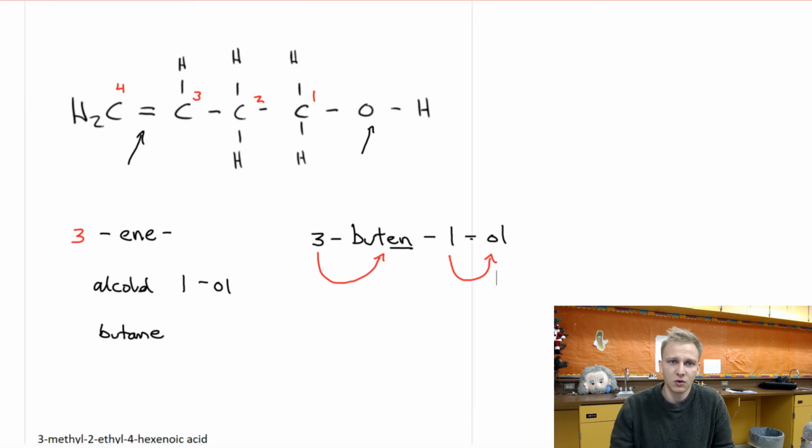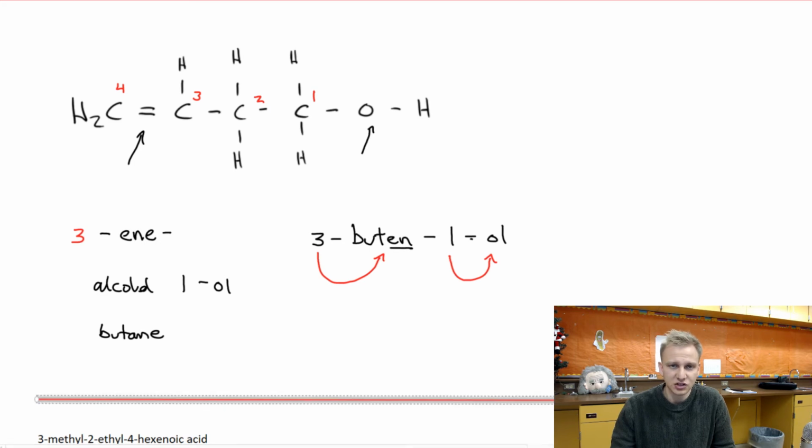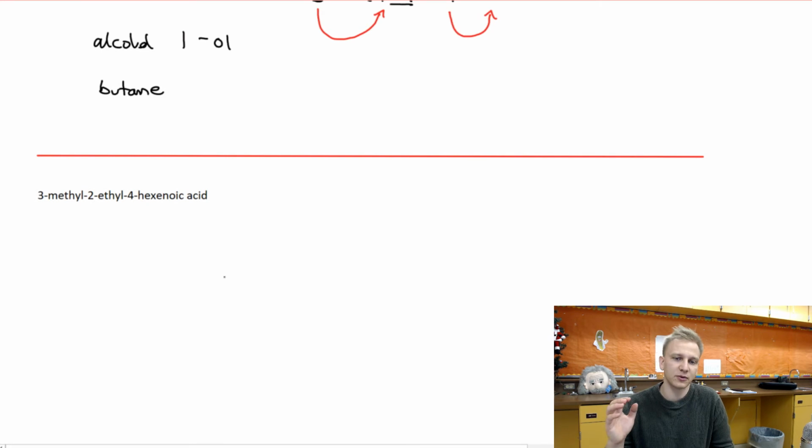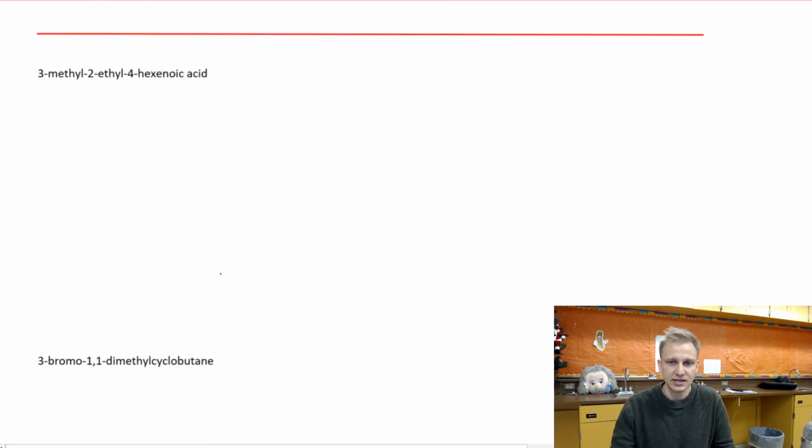So that's how to go from the drawing into the name. I think the drawing into the name is the much more difficult part. I think going from name to drawing is a little bit easier. So here we have the name, very long one, 3-methyl-2-ethyl-4-hexanoic acid. Whenever I'm going from name into drawing, I always start with the parent chain.